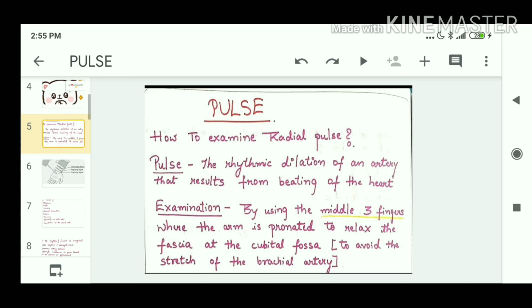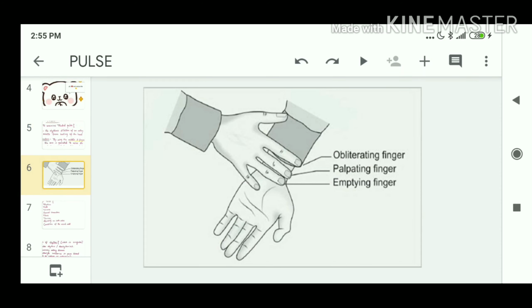In the next figure, you can see how a doctor is examining the pulse of a patient by using his three fingers, denoting the first finger, that is the index finger, as the obliterating finger, the middle finger as the palpating finger, and the ring finger as the emptying finger. So by the use of these three fingers, you can examine the pulse of a patient.